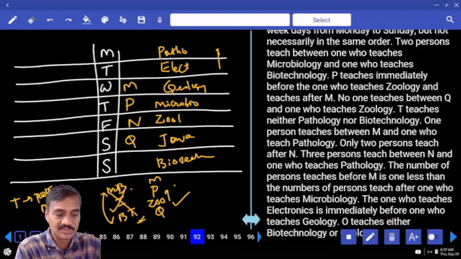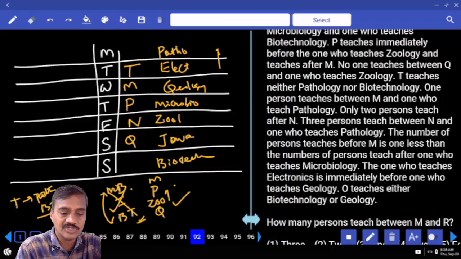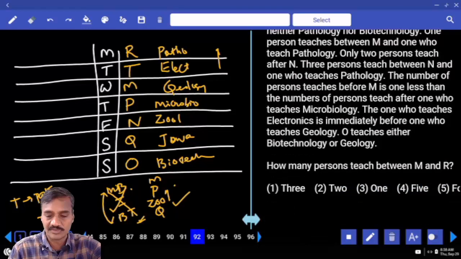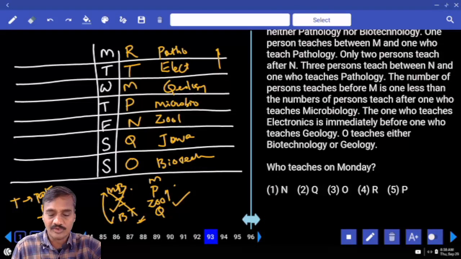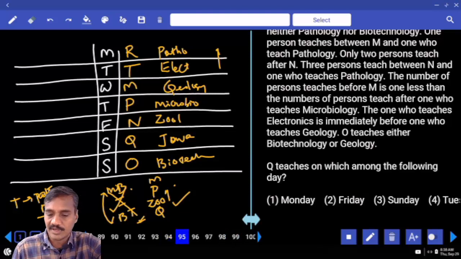And coming back to this one, this T, neither pathology nor biotechnology, T must be electronics. Then next one, O teaches either biotechnology or geology. Geology is not possible here, so it must be biotechnology. If O is biotechnology, the person who is left over is R, who teaches pathology. Then how many persons teach between M and R? There is exactly 1, choice 3. And who teaches on Monday? R, choice 4. And P teaches which subject? Microbiology, that is choice 5. And question 95, Q teaches on which among the following days? Q teaches on Saturday, and that is choice 5.